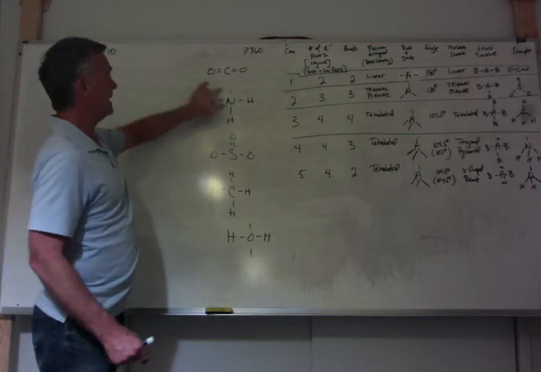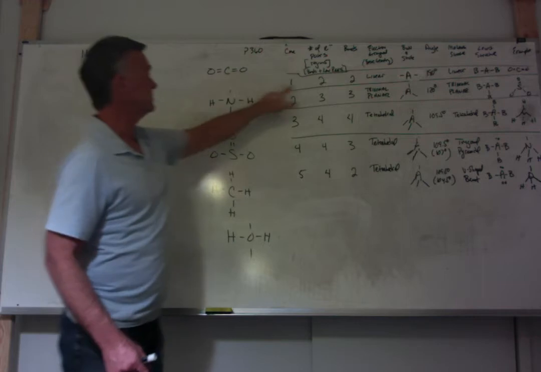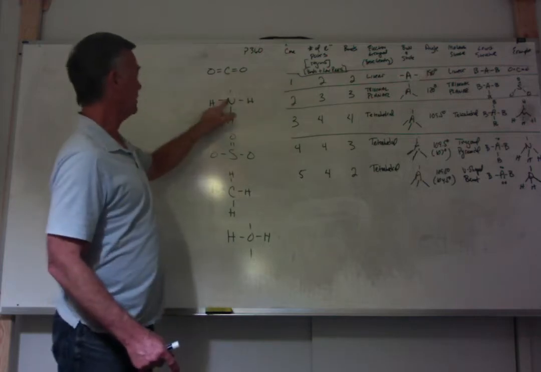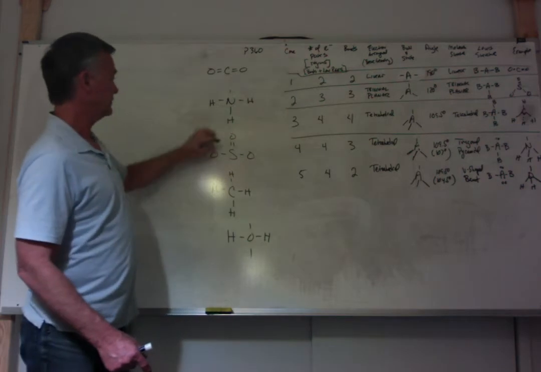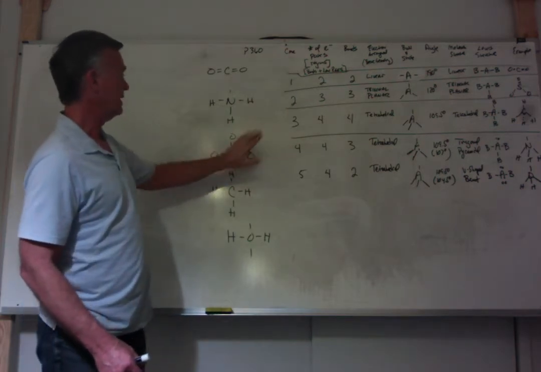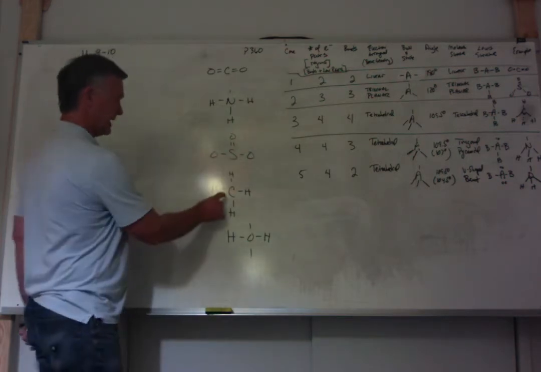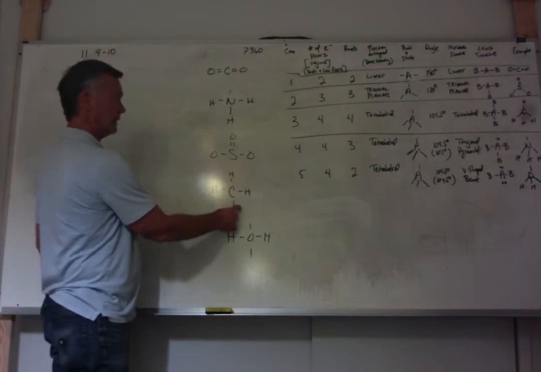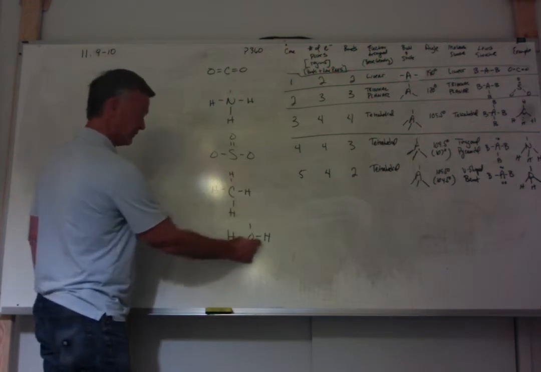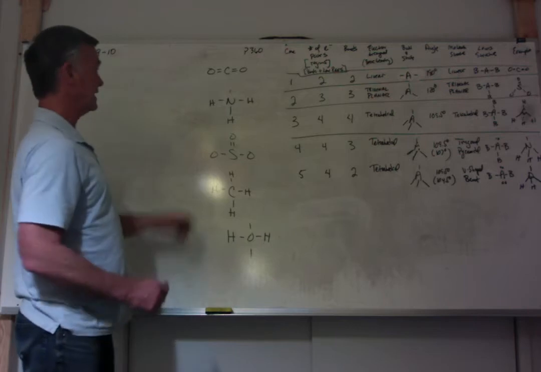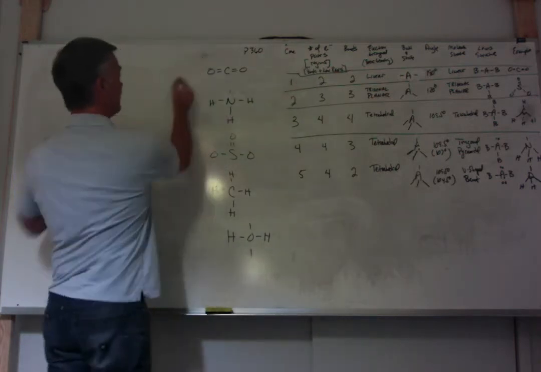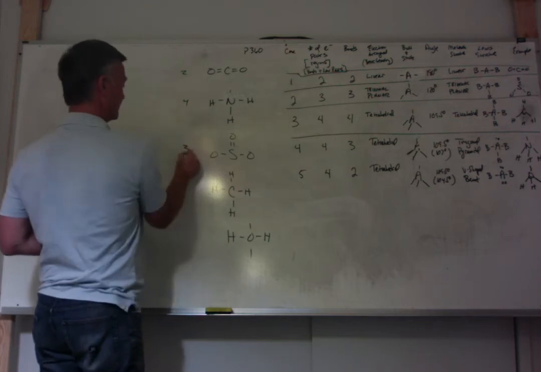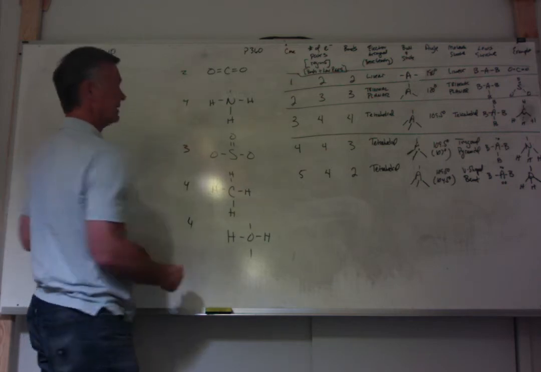This one has 2 electron regions. This one has 1, 2, 3, 4 electron regions. This one has 1, 2, 3 electron regions. This one has 1, 2, 3, 4 electron regions. This one has 1, 2, 3, 4 electron regions. So if I was doing my second column, this one would have 2. This would have 4, this would have 3, this would have 4, and this would have 4.